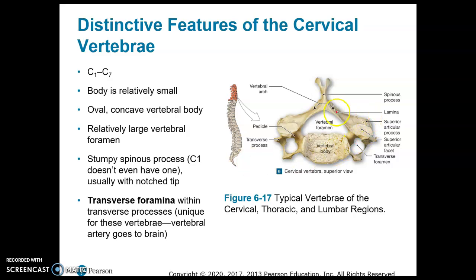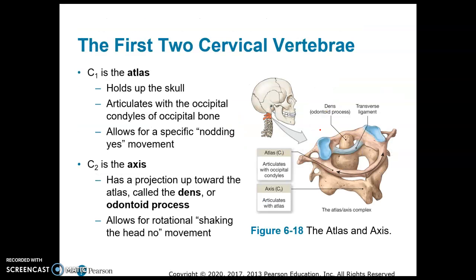And the spinal cord goes through the intervertebral foramen. A foramen is a large hole, so the vertebral foramen is where the spinal cord goes through.